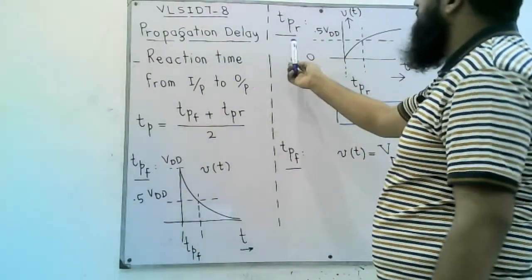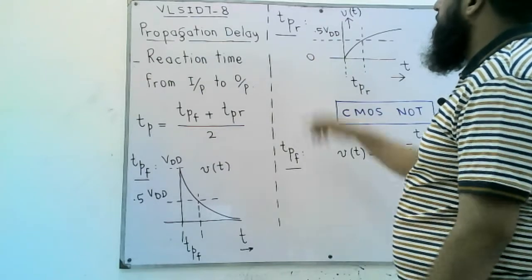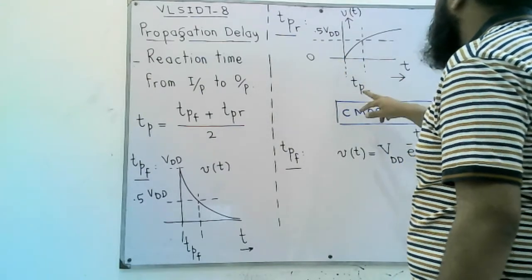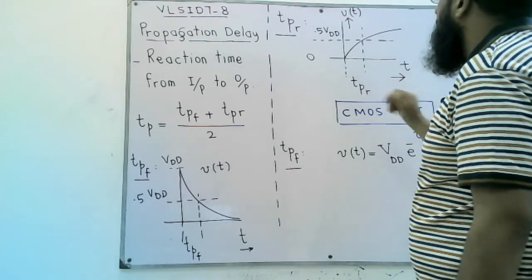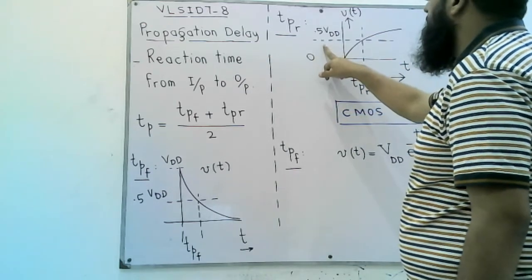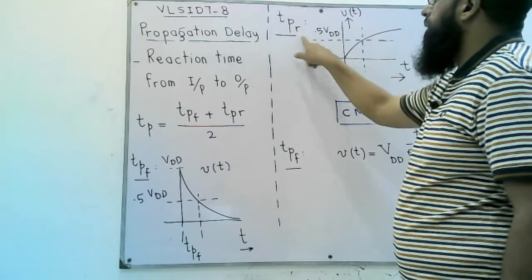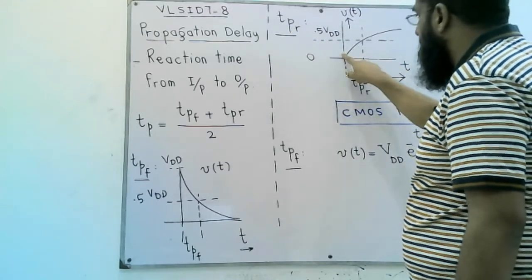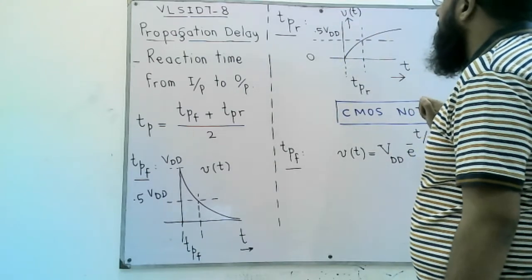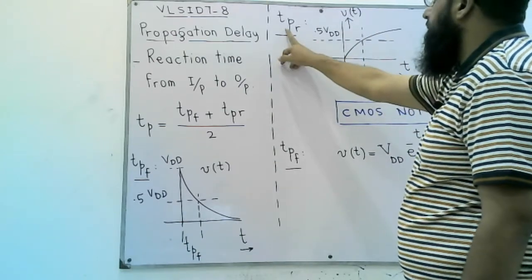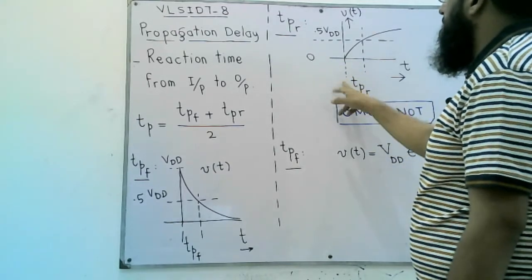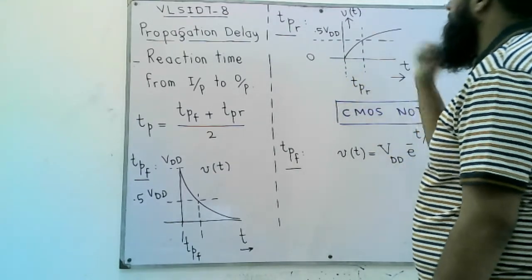Similarly, TPR, the definition is a bit different from the definition of TR we studied previously. TPR is the time in which the output rises from 0 to 50% of VDD. In contrast, TR is the time in which the output rises from 10% to 90% of VDD. So it's a bit different from TR. This is TPR, in which the output rises from 0 to 50% of VDD.